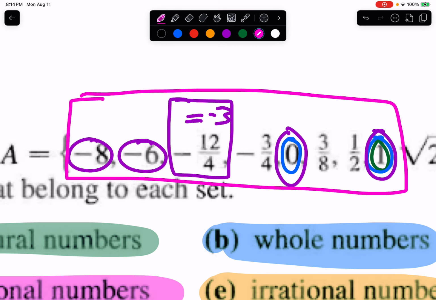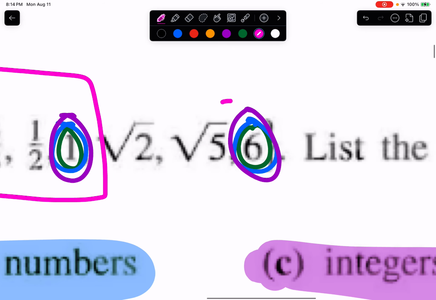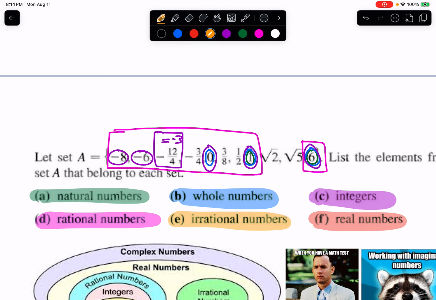So I did that in the pink color. Okay. √2 is not, √5 is not, but 6 is. Okay. Irrational numbers, right? These are my two square roots, √2 and √5, right? And then every number here falls in the set of real numbers, right? And then the question doesn't ask for it, but all of these numbers are also complex numbers, okay?